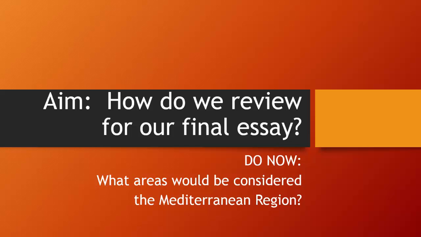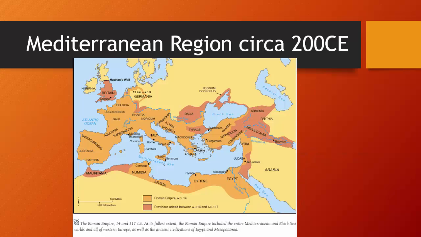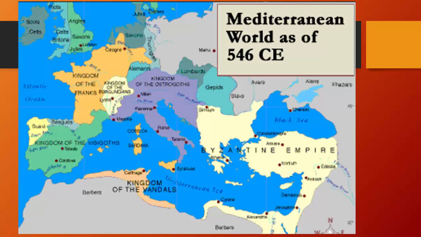So, first thing you should be thinking about for the Mediterranean region would be the Roman Empire. So this map here shows the Roman Empire, between 14 and 117 CE. So pretty much this is the extent of the Roman Empire in 117 CE, which would fit into the circa 200. So if you'll notice, the Roman Empire is pretty much ringing around the whole Mediterranean region. Also, you should have thought about, after the fall of Rome, that this area is going to break up.